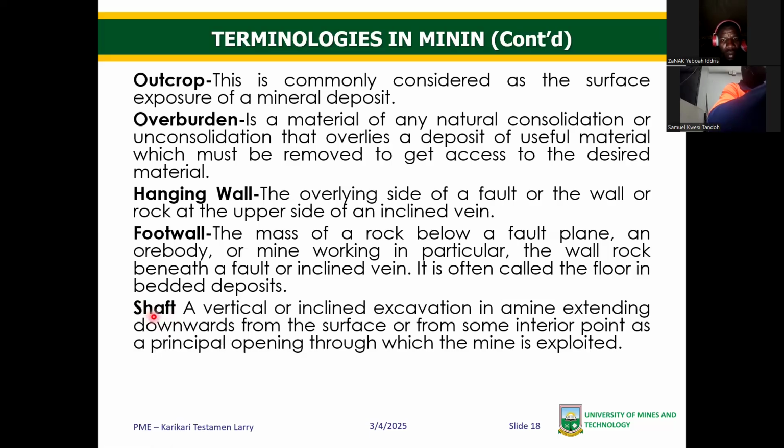Now we talk about the shafts, as I said. Shaft: a vertical or inclined excavation in a mine, extending downwards from the surface or from some interior point, as a principal opening through which the mine is exploited. This is an underground term, shaft. That's why I said this time around, most of them are just changing from using the shaft system to the incline system, because if you're using the shaft system, you can't use vehicles. You just have to use a cage. You put the materials in the cage, and then you hoist it up.